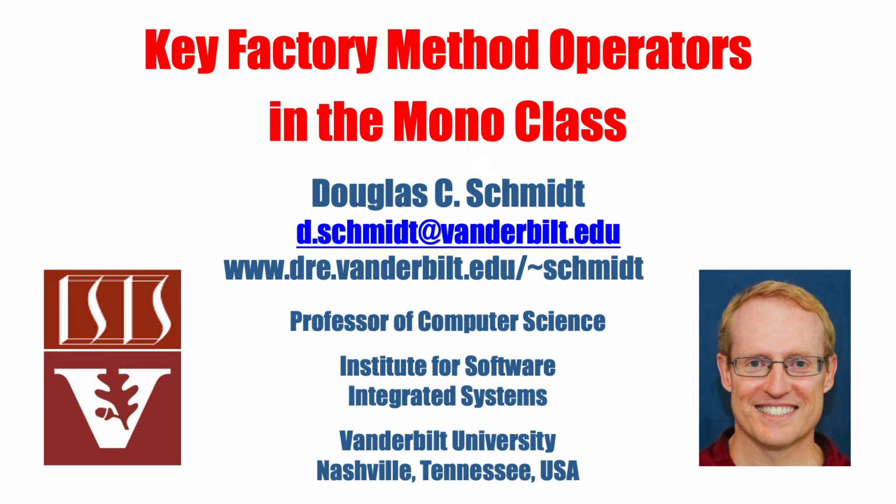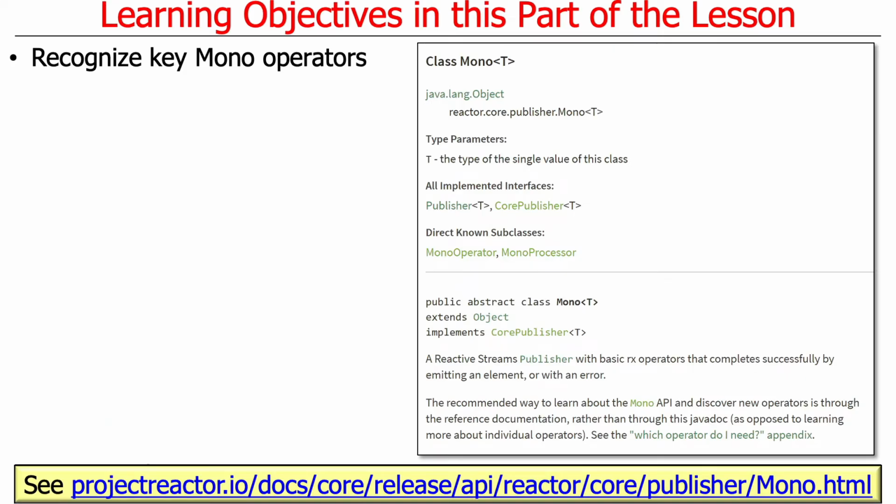So we're now ready to start the next topic, which will be focusing on the Mono class. If you recall, there are two key classes in Project Reactor, Flux and Mono. And Mono is the simpler of the two, so we're going to start with Mono first. So we're going to talk here about some of the key Mono operators, which you can read about in the Mono documentation at the bottom of the page.